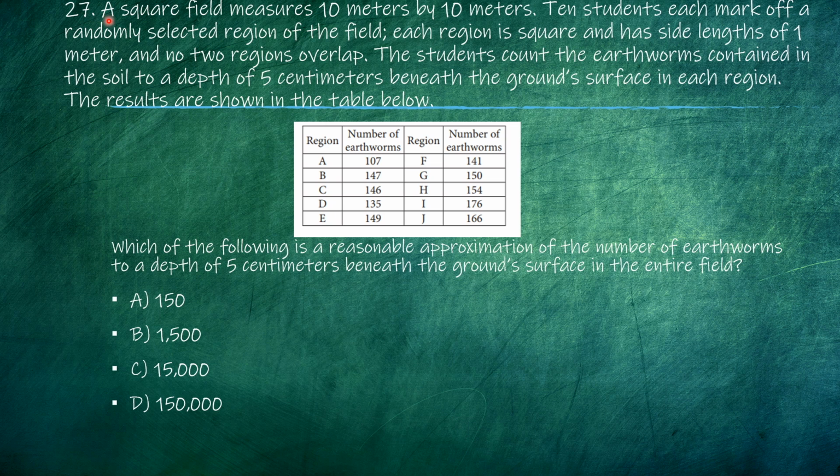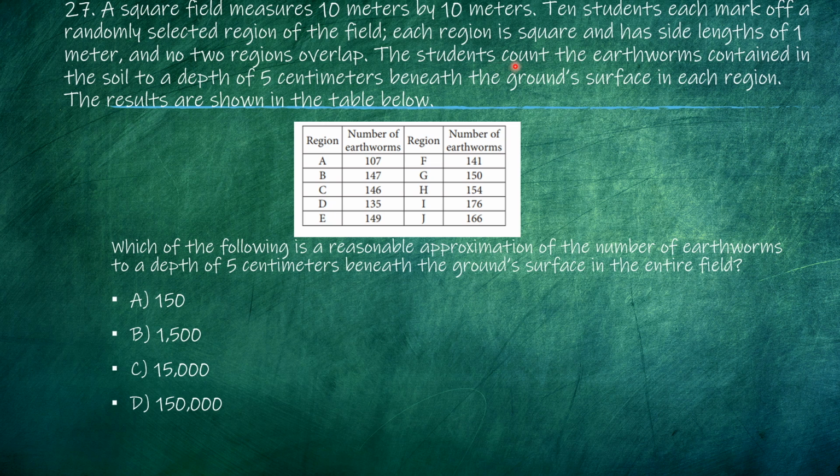Question 27. A square field measures 10 meters by 10 meters. 10 students each mark off a randomly selected region of the field. Each region is square and has a side length of 1 meter, and no two regions overlap.